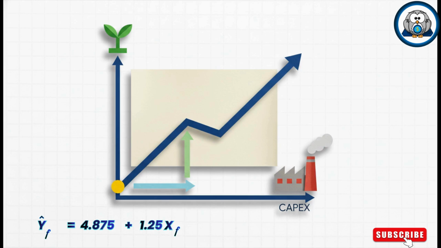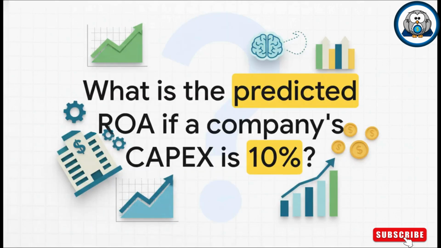And that 1.25, that's the slope, and it's the real hero of the story. That number tells us that for every single 1% increase in CapEx, we can expect, on average, a 1.25% increase in return on assets. That is a powerful, actionable insight. So let's put it to the test.